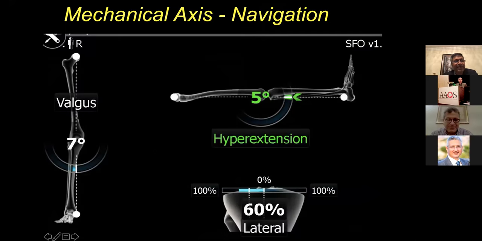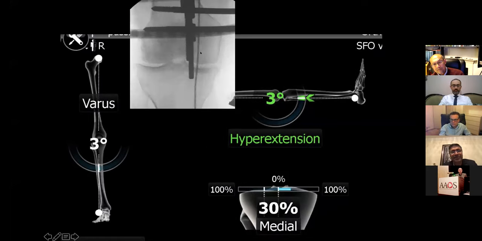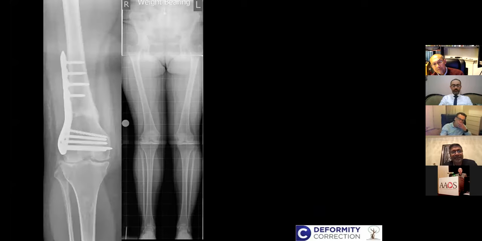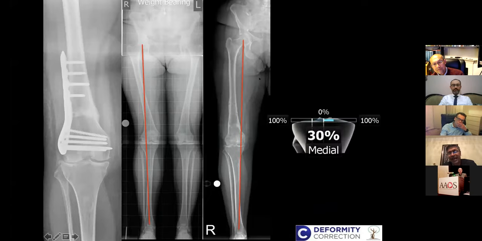And in the same way, this is from the computer navigation. There are about 7 degrees valgus preoperatively, and my axis was about 60% on the lateral side of the plateau. Once I've corrected it, which is the intraoperative picture there, if you see from the diathermy method, it is corrected. And this is where my axis is, slightly internal, where I wanted. This picture shows that it is about a third inside, and this corresponds to the plan which I wanted preoperatively.